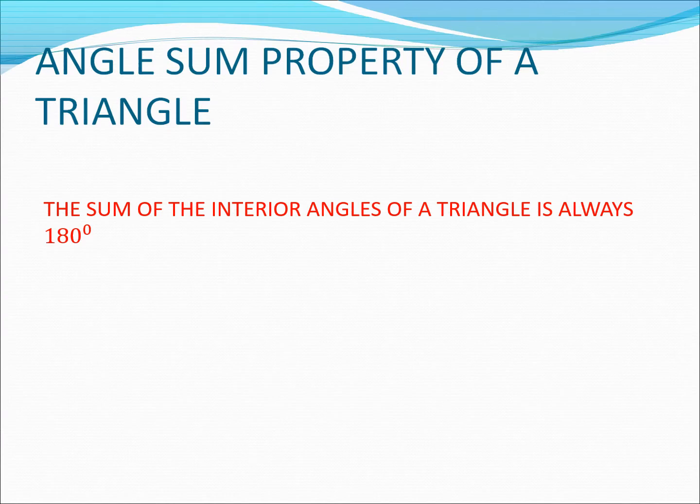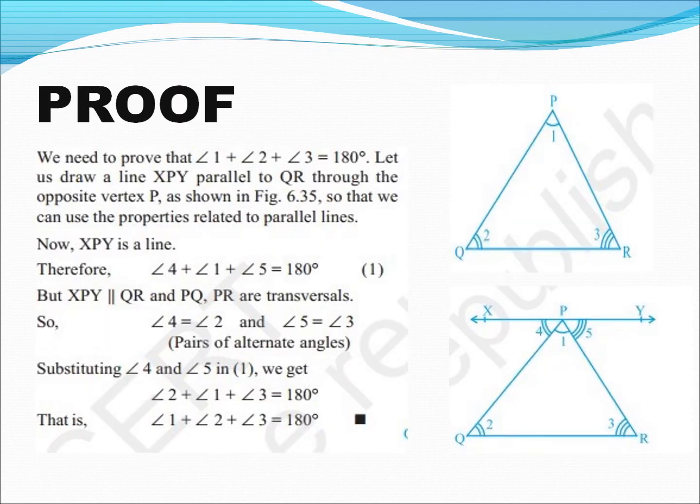Angle sum property of a triangle. The sum of the interior angles of a triangle is 180 degrees. Let us check its proof. Suppose PQR is a triangle. We have to prove that angle 1 plus angle 2 plus angle 3 is equal to 180 degrees. That means the sum of all the interior angles of a triangle is 180 degrees.